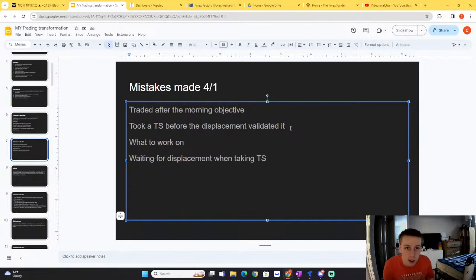The reason why I'm trying to take this is because I'm trying to get the best possible entry. When I try to get the best possible entry, I end up losing. And that seems to be a problem that I've been having. Trying to get the best possible entry leads to me trying to get the most money, and then the trades don't end up working. So waiting for a displacement for taking those turtle soups, that's what I'm really working on.